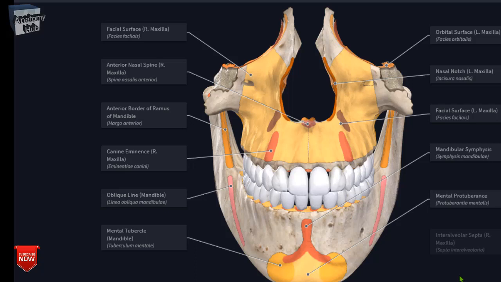Today we will study the osteology of the maxilla. The maxilla, the plural being maxillae. In vertebrates, it is the upper fixed bone of the jaw that is formed from the fusion of the two maxillary bones. The upper jaw includes the hard palate that you can observe over here.